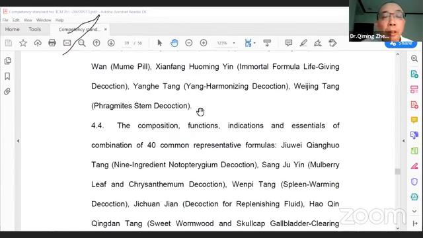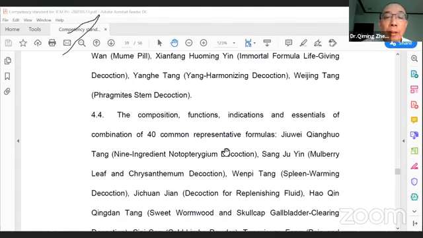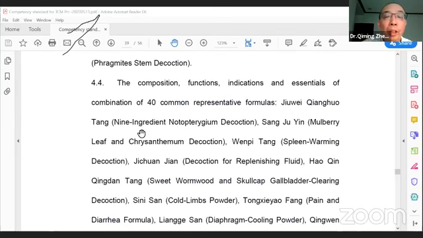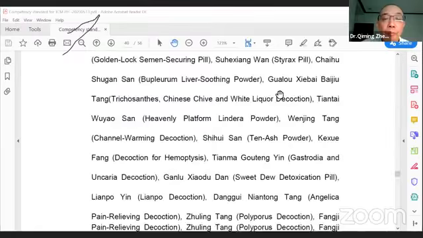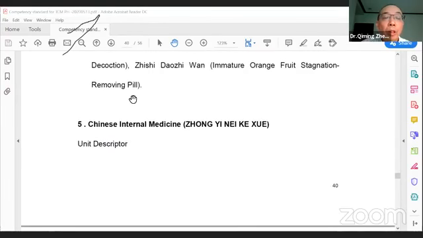Besides the 80 formulas, there are the composition, function, indication, and essentials of combination of 40 common representative formulas. It is optional, but we include it in the standard as a guideline. There are 40 common representative formulas here that we attach. So when finished, those are the units for the basic series of Chinese medicine.